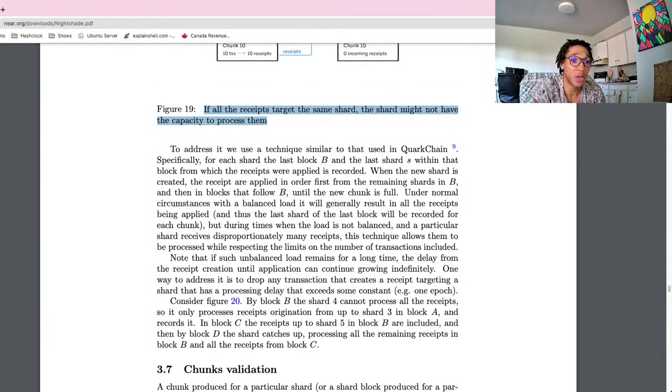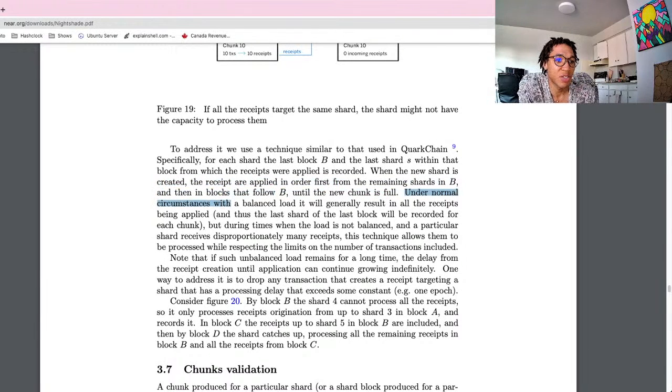Okay, so to address it, we use a technique similar to that used in QuarkChain. Specifically, for each shard, the last block B and the last shard S within that block from which the receipts were applied is recorded. When the new chunk is created, the receipts are applied in order, first from the remaining shards in B and then in blocks that follow B. So first come, first serve. You fill each chunk full. You fill the chunk with what you can, go to the next block and continue.